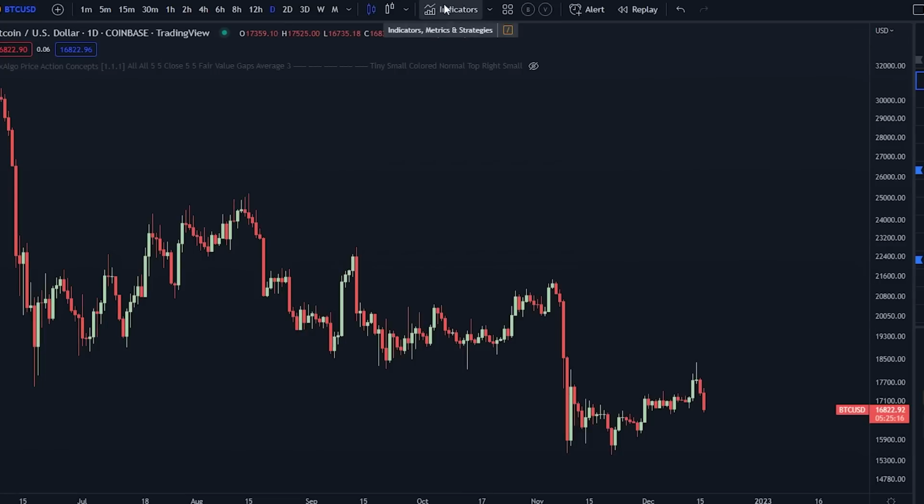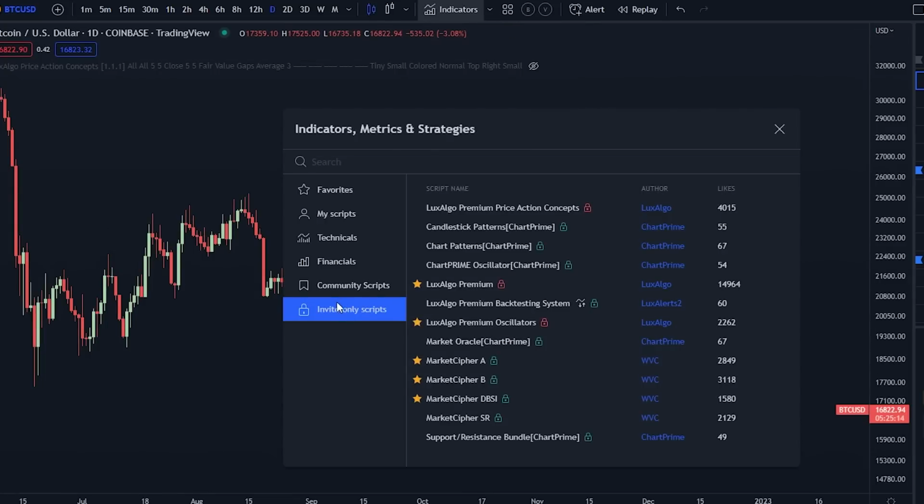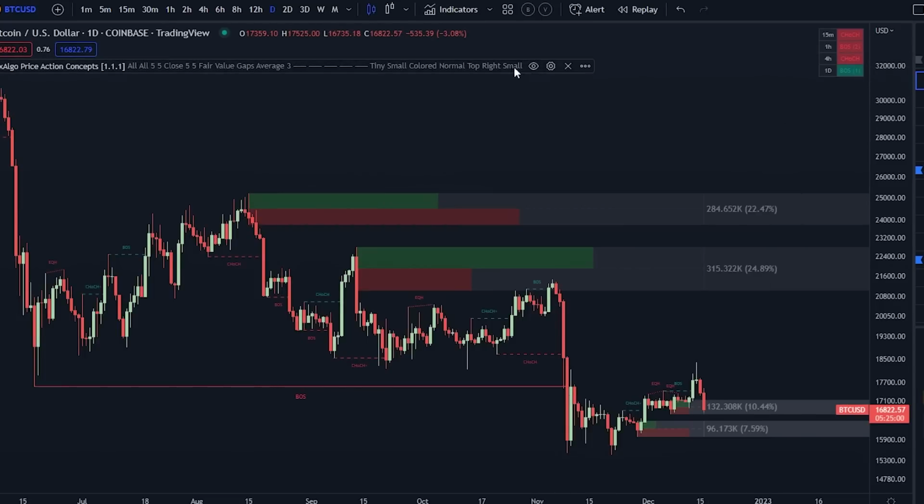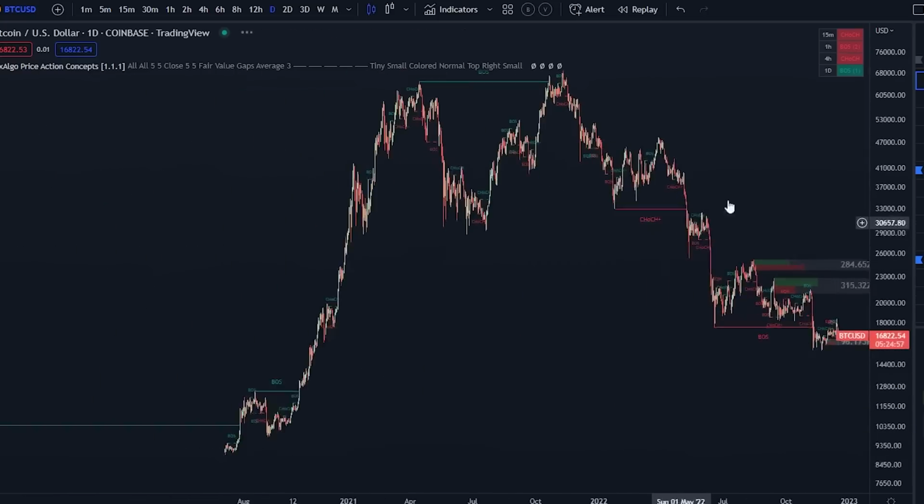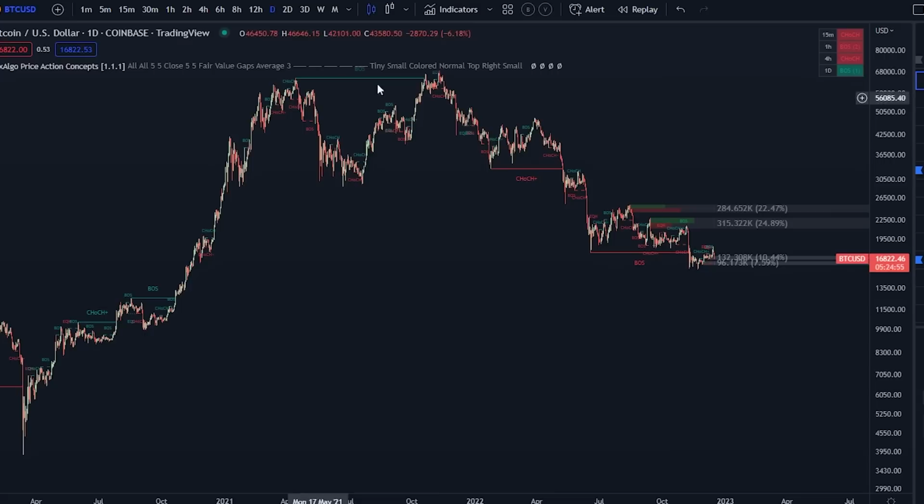If you have Lux Algo, then you're going to want to go into your indicators, go to your invite-only scripts, and look for Lux Algo Premium price action concepts. That is going to give you everything that you need to look at what we're going to be looking at today. Go ahead and click that. I've already got it up. We'll bring it up ourselves. And this is the default settings for Lux Algo price action concepts.